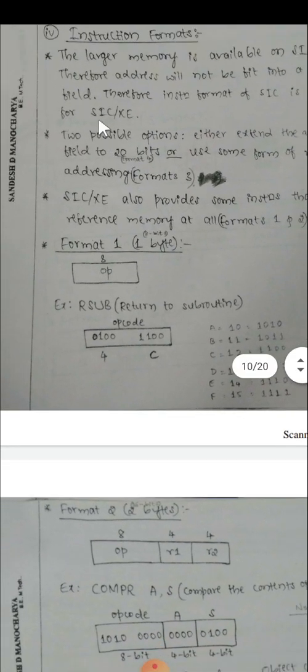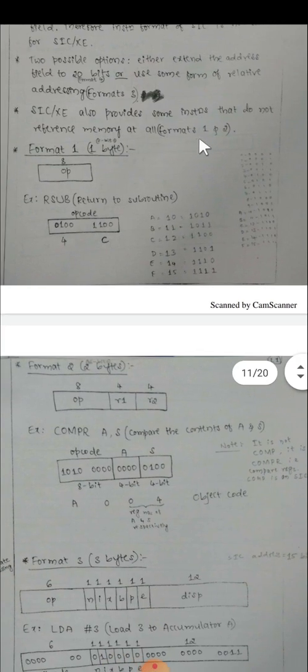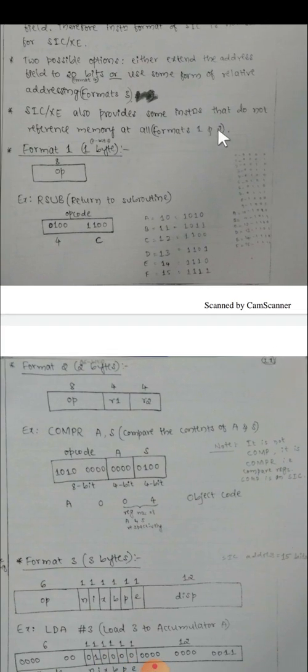Okay, so SIC/XE also provides some instructions that do not use memory at all. Those formats are format number 1 and format number 2. See, this SIC/XE machine has some instructions which do not use memory at all. It means that they may use only registers. Okay, so these types of formats are nothing but format number 1 and format number 2.